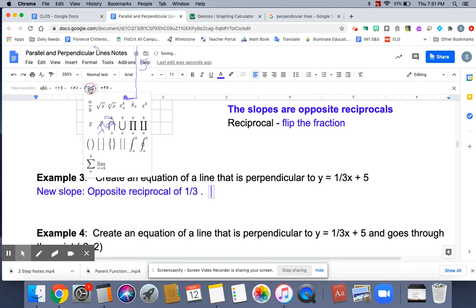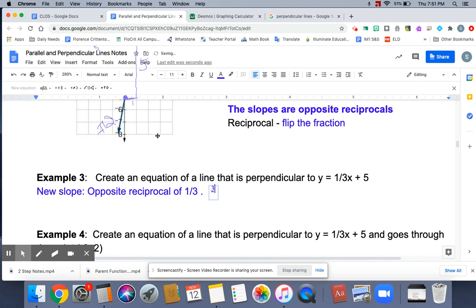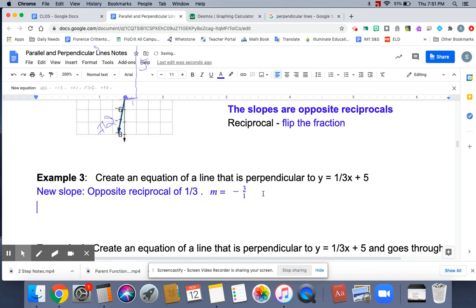So if I take the fraction 1/3 and I flip it over, it becomes 3/1. And the opposite of positive is negative. So this is going to be my new slope for my equation. So my equation is going to be y equals 3 divided by 1 is just 3, so it's -3x. And then because they didn't give me a point to go through, I could pick any b I want, like maybe +2. And now these two equations are perpendicular.